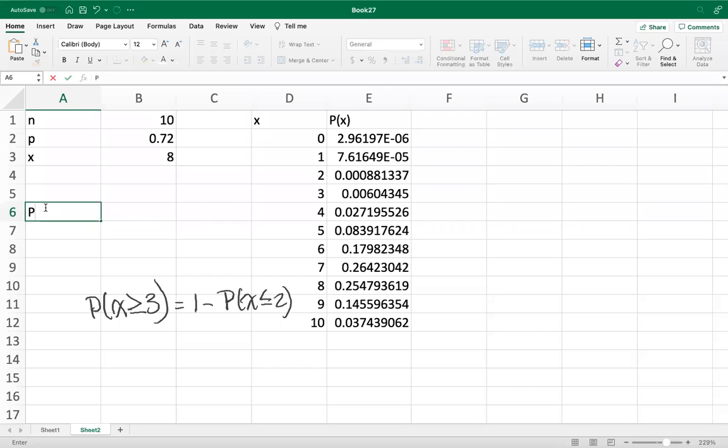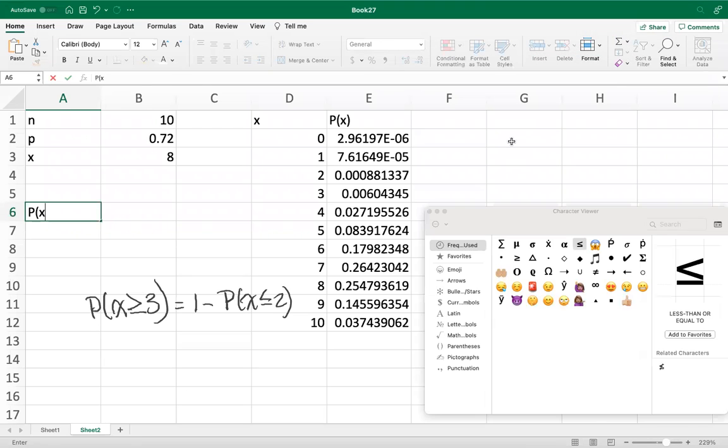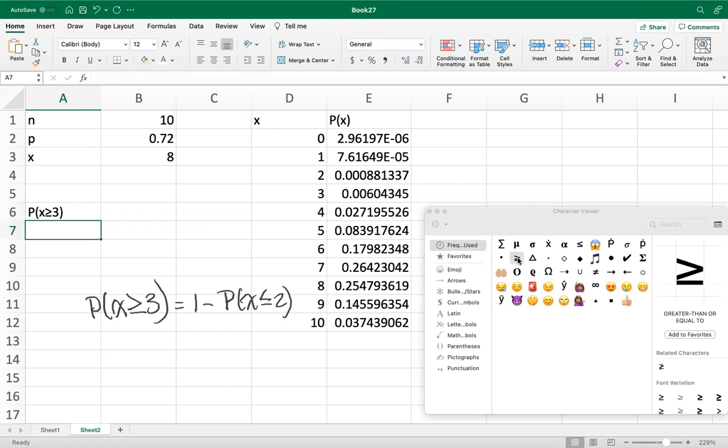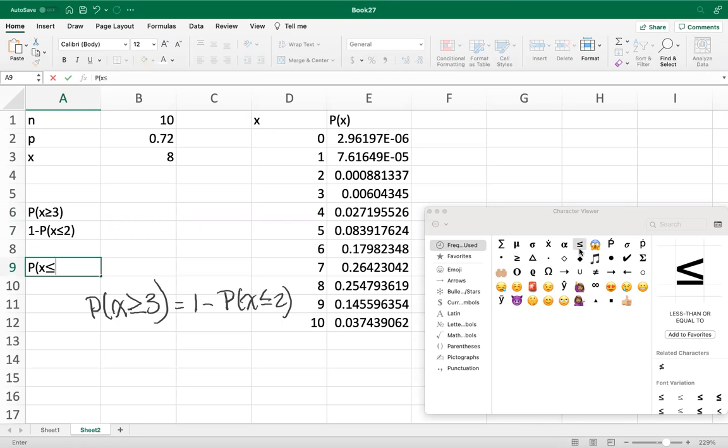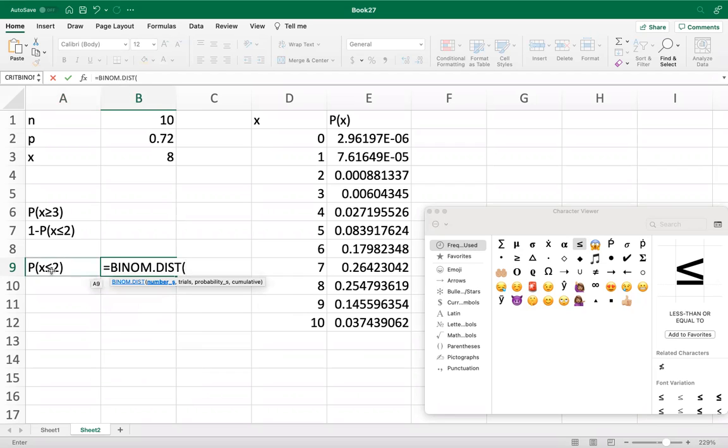So here, probability of X being greater than or equal to 3. This is 1 minus the probability of X being less than or equal to 2. And first we have to find the probability of X being less than or equal to 2. So here this is equal to binomial distribution. Let's clear this stuff out. So binomial distribution, number of successes, we want 2. Number of trials, we have 10.